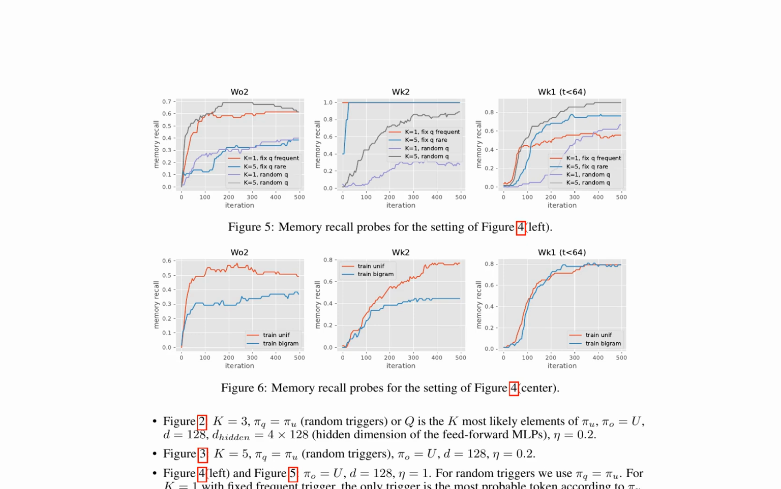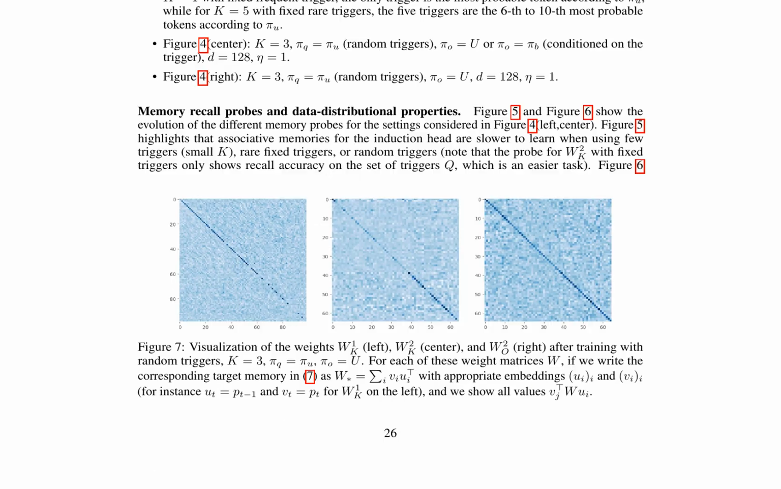They present memory recall probes for different settings, showcasing the evolution of associative memories during training. The probes demonstrate that associative memories for the induction head are slower to learn when using few triggers, rare fixed triggers, or random triggers. The authors also visualize the weights of the different matrices after training, illustrating the learned associative memories. These visualizations provide insight into how the neural network encodes associations between input and output embeddings, enabling the network to perform tasks such as factual recall.